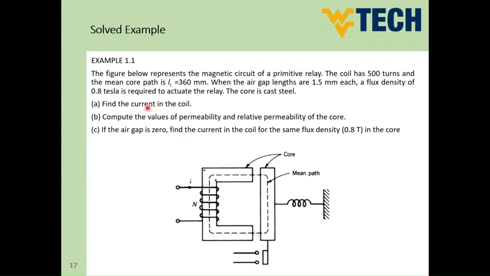Let's see what the requirements are here. First, find the current in the coil. We have a certain magnetic flux density, guys, which is 0.8 Tesla, and we need to know how much current we need in order to establish this 0.8 Tesla in our core. So this is simply the first part of the question. Let's use our relations to solve it.